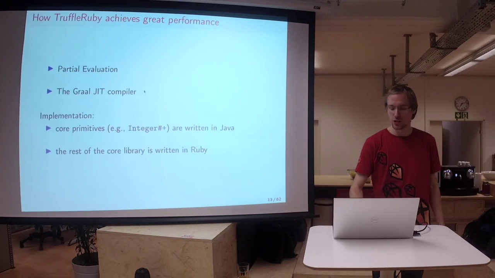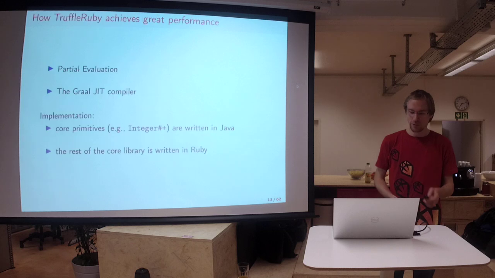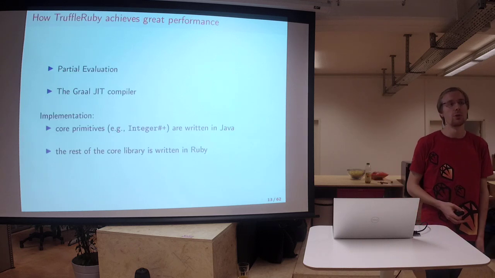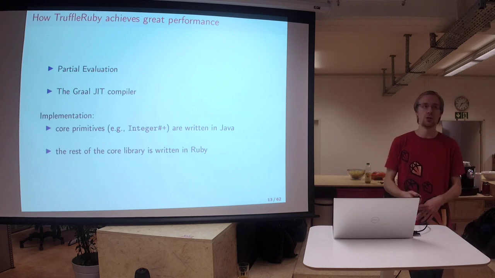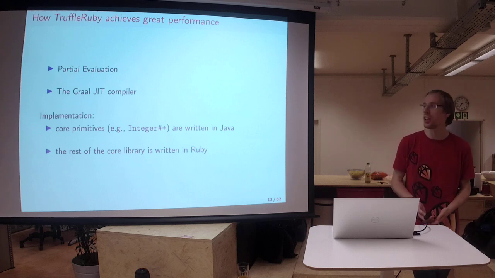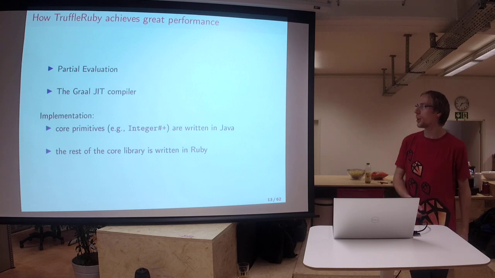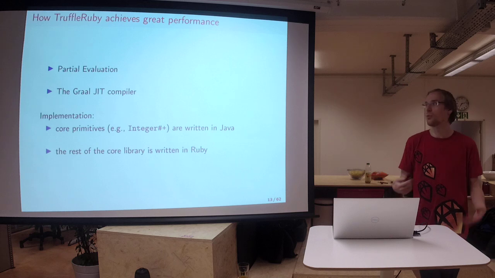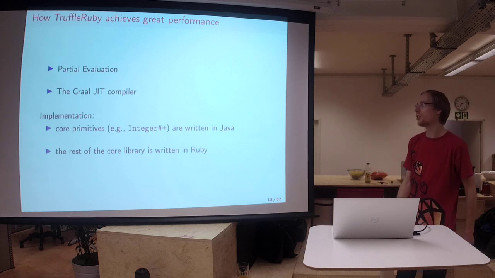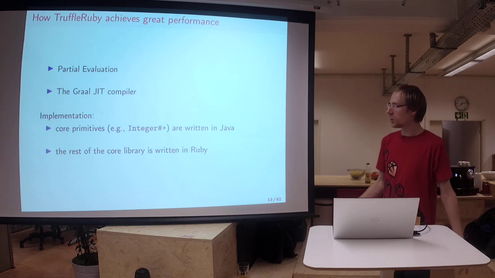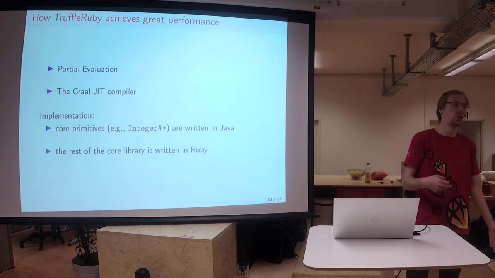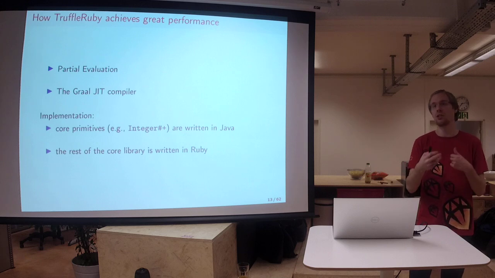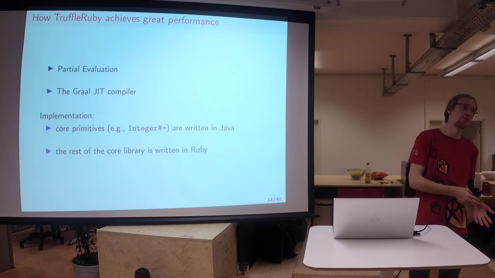So, how is TruffleRuby so fast, basically? There are two concepts. One is partial evaluation, which is kind of new. I think it's something that was introduced by our project and never really used in practice before, at least for a JIT compiler. And then we use, of course, the Graal JIT compiler, which has a number of optimizations, as we will see, that helps a lot as well. Implementation-wise, basic primitives like integer plus are written in Java, because TruffleRuby itself is written in Java.